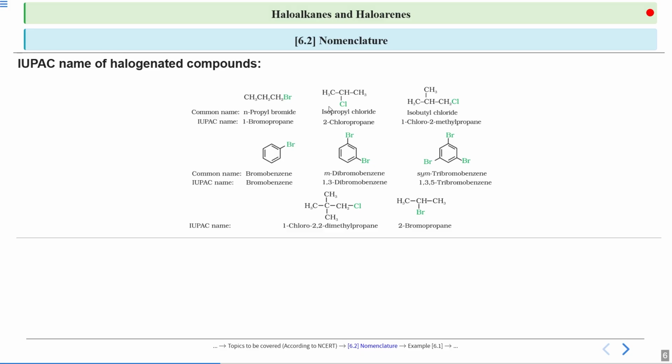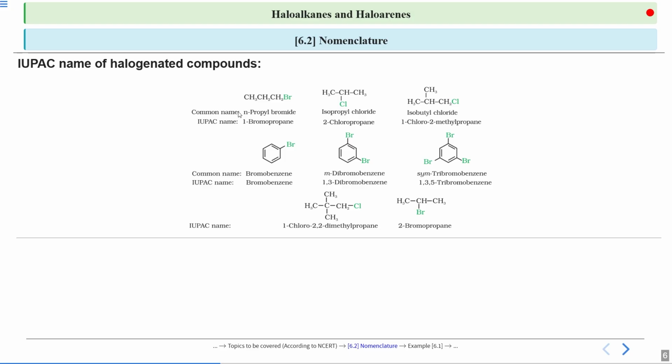Basically, if the chain of our alkane is substituted, then you have to put a word here to signify at which position it is substituted. Then comes the alkyl group name, that is propyl because 3 carbons are present, and then the halide group name, that is chloride for chlorine, right? Isopropyl: iso suggests that the substitution is happening at the center, at the second position. Okay, iso means the substitution is happening at the second carbon.